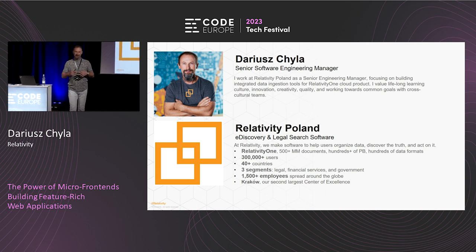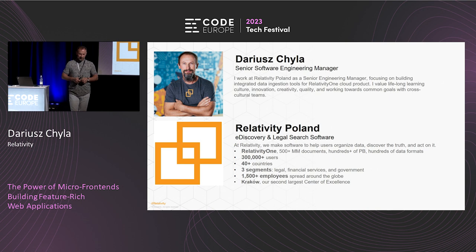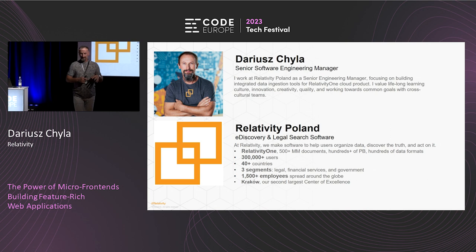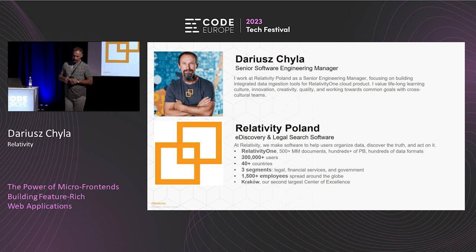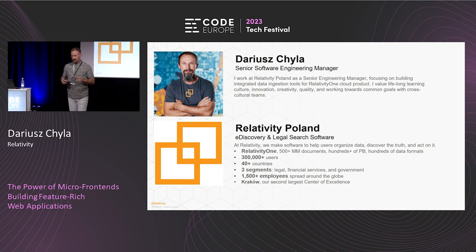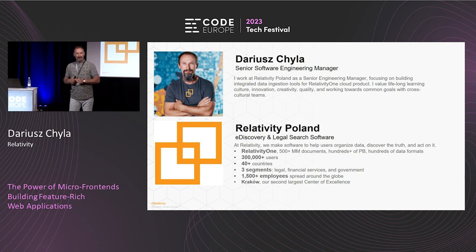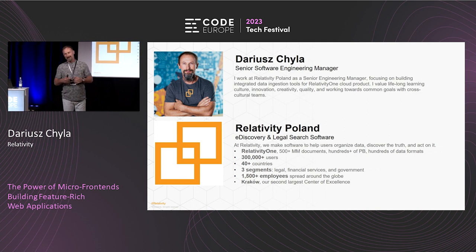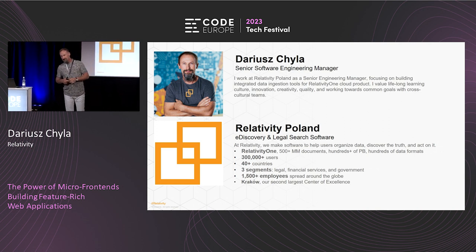Let's get to know each other a little bit better. I'm a software engineering manager at Relativity. I work on a new SaaS product, Relativity One, which is our main cloud platform. I'm working on data ingestion tools, which integrate many different tools and solutions for ingestion of data into Relativity One. I love working with creative people. I love a long-time learning culture, love quality, and love working with cross-cultural teams on ambitious and common goals.